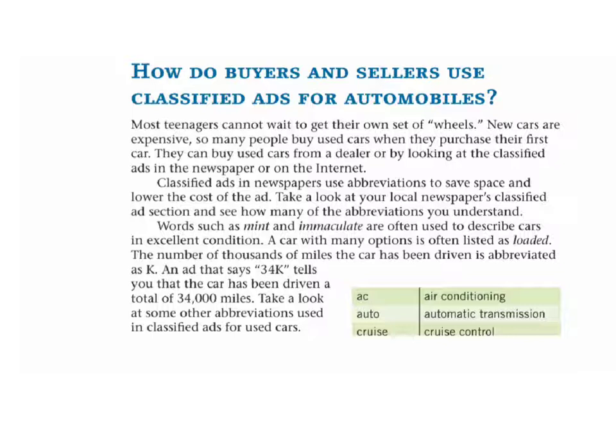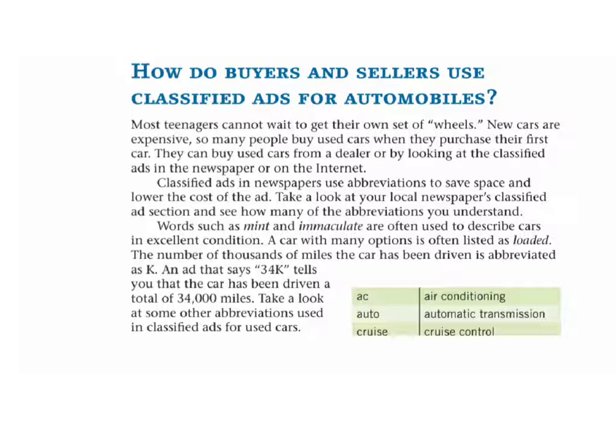How do buyers and sellers use classified ads for automobiles? Most teenagers cannot wait to get their own set of wheels. The new cars are expensive, so many people buy used cars when they purchase their first car. They can buy used cars from a dealer or by looking at classified ads in a newspaper or on the internet. Classified ads in newspapers use abbreviations to save space and lower the cost of the ad.